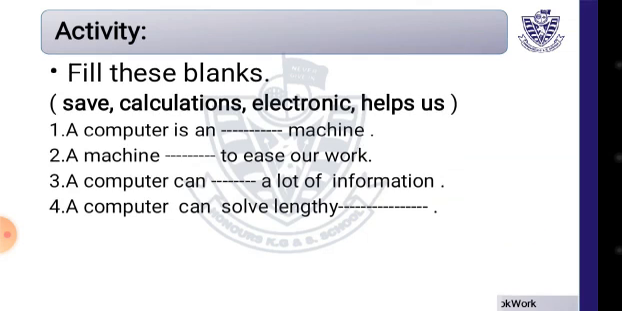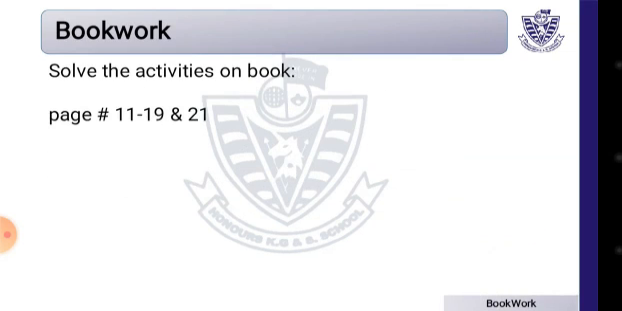Understand? Okay, students, solve this exercise in your book from page 11 to 19 and 21.